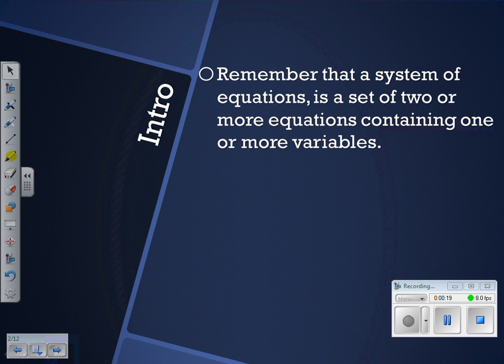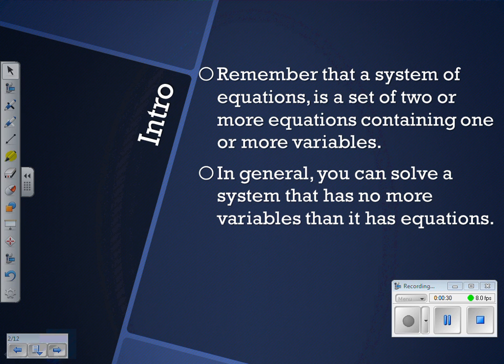Reminder, a system of equations is a set of two or more equations containing one or more variables. So when we say system of equations, it's just more than one equation put together. They share some variables. In general, you can solve a system that has no more variables than it has equations. So if you've got a system that has x and y, you need at least two equations to be able to solve for those two variables. Or if you had x, y, and z, three variables, you need at least three equations to solve. Less than that, you probably won't be able to do it.